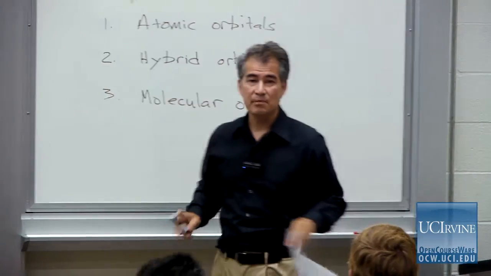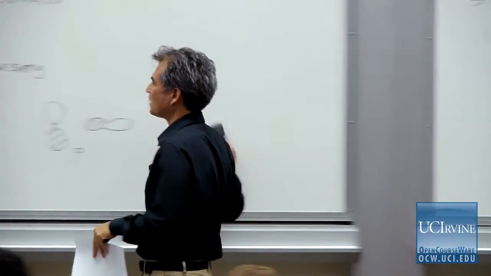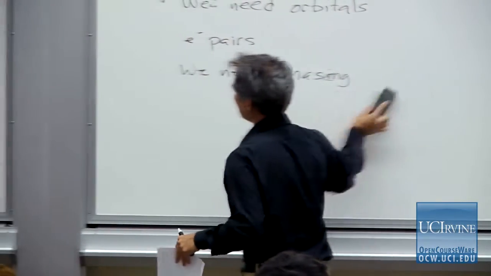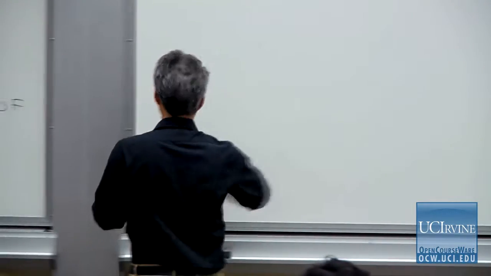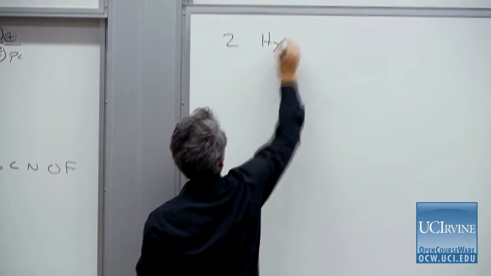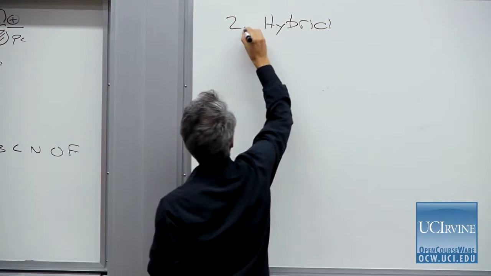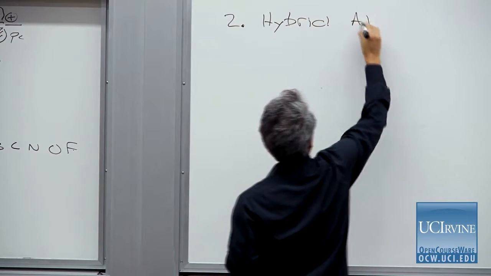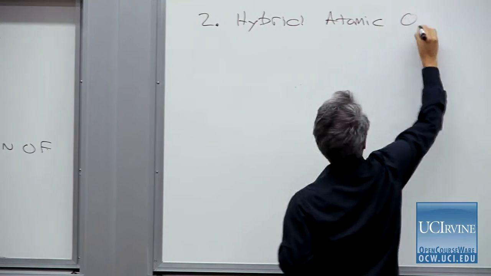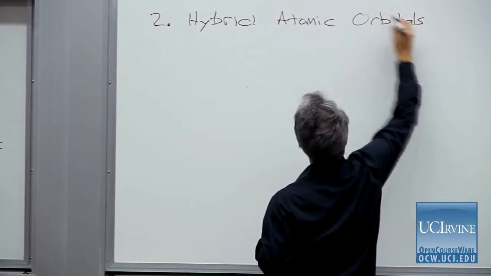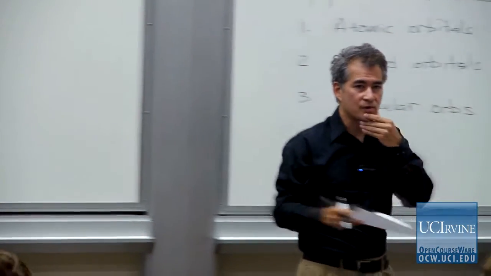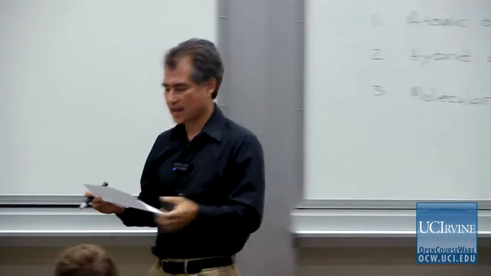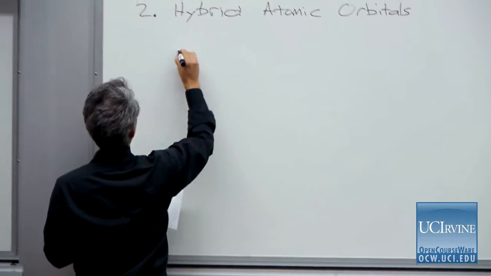Okay, so let's talk about hybrid atomic orbitals. We're done talking about just plain simple atomic orbitals, s, p, d, and f. And let's talk about what happens as we mix together different atomic orbitals. Okay, so I'm going to give you a rule for thinking about the way that orbitals mix together. It's best to think of them as mixing two at a time.